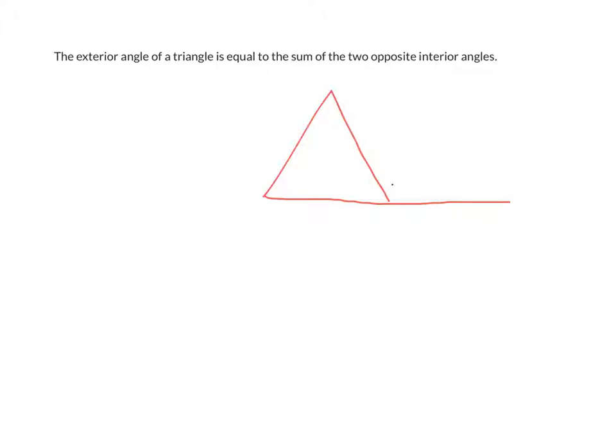This angle here I'm going to call X, the black one. It's called the exterior angle. It's outside the triangle. If I call these here W, Y, and Z, they are the interior angles. So green is the interior angles inside the triangle, and black the exterior angle.